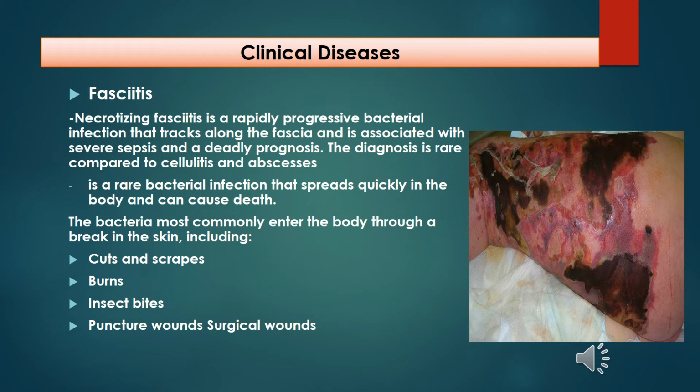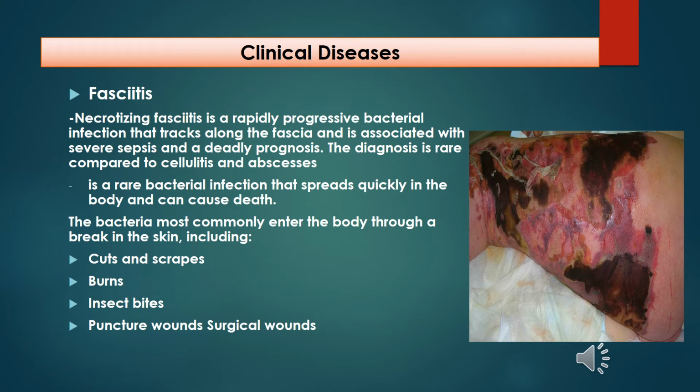Then we also have fasciitis. It is a rapidly progressive bacterial infection that tracks along the fascia and is associated with severe sepsis and a deadly prognosis. The diagnosis is rare compared to cellulitis and abscesses, though it may initially present very similarly, making recognition a challenge. Several types of necrotizing fasciitis exist and differ by microbiology and typical affected population.